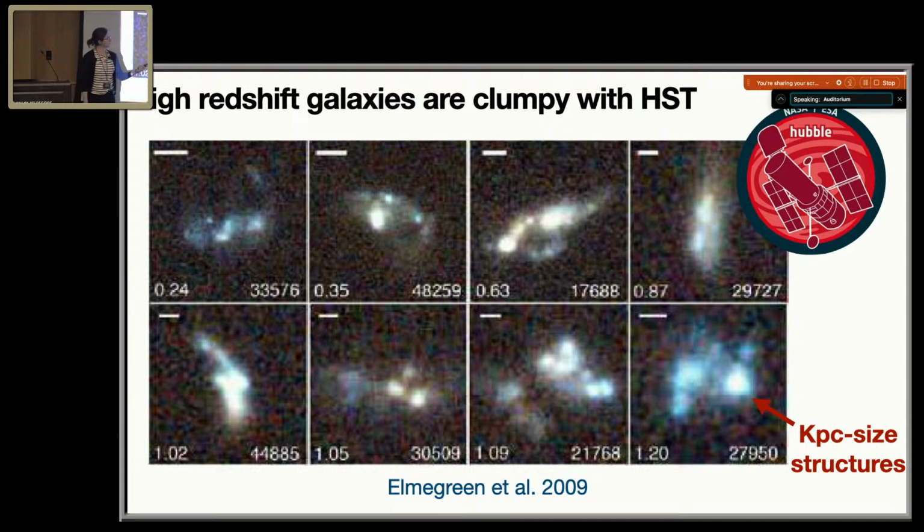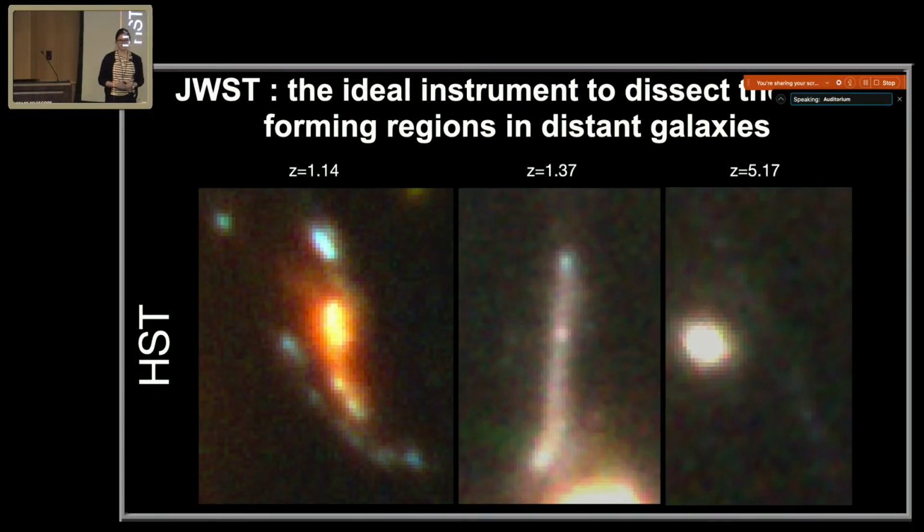So as we know, thanks to HST, the high redshift galaxies are dominated in their morphology by clumps. But with HST at high redshift, we can only resolve kiloparsec size or 500 parsec size clumps. So one way to overcome this resolution limitation is to use gravitational lensing.